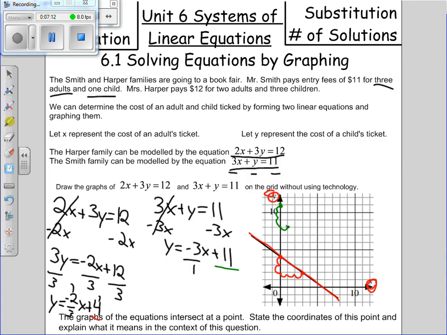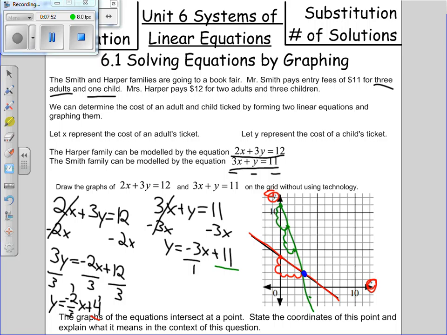1, 2, 3, over 1. And you'll keep getting points. And you should get a nice little line. Now that you have two lines, or a system of equations, you can figure out what the actual cost of tickets were by looking at the intersection. So where these two lines cross, they cross right here. And what you want to find is what that coordinate is.